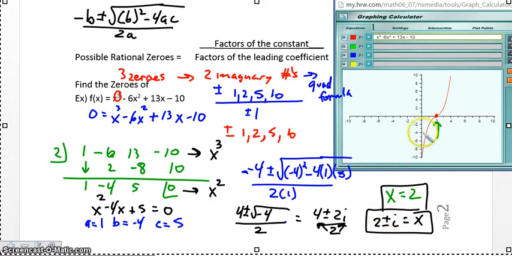Again, taking a look at the graph is going to be a great way for us to get started using synthetic division. And then once we've done that, we can either try to factor or, in some cases, use the quadratic formula to find our remaining zeros.